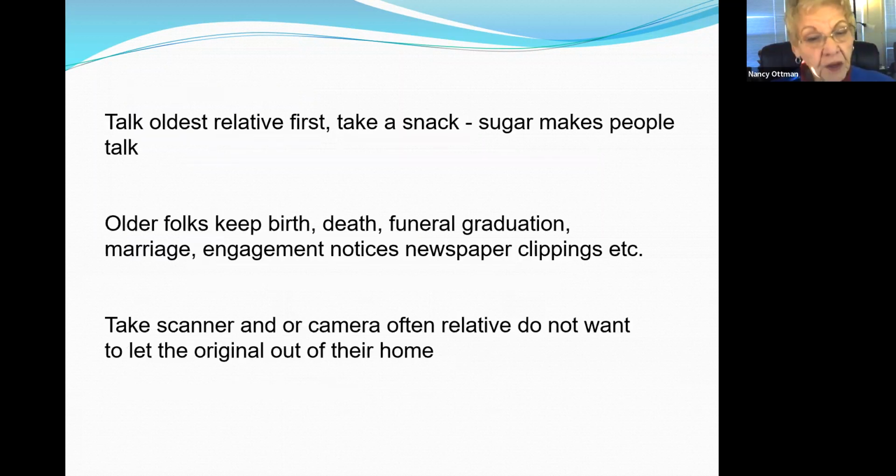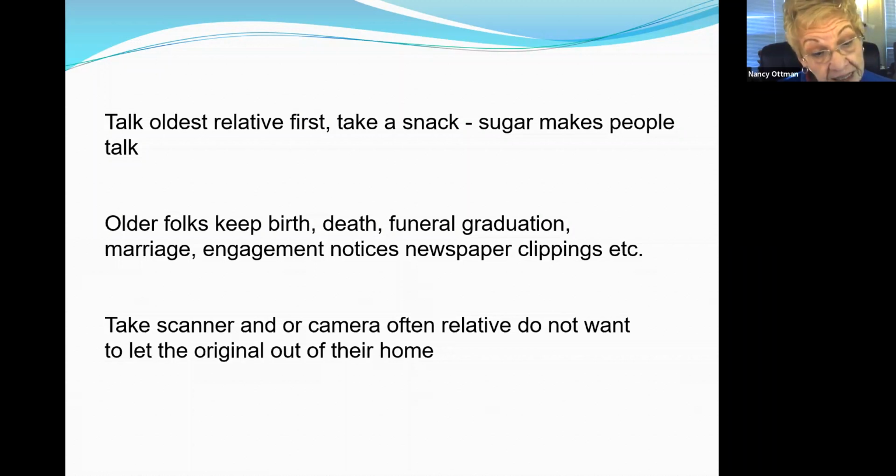Talk to the oldest relative first. Take a snack with you because sugar makes people talk. Older folks keep birth, death, funeral, graduation, marriage, engagement notices, newspaper clippings, etc. I went to a cousin's house in Oklahoma once, and she had a huge box filled with this information.